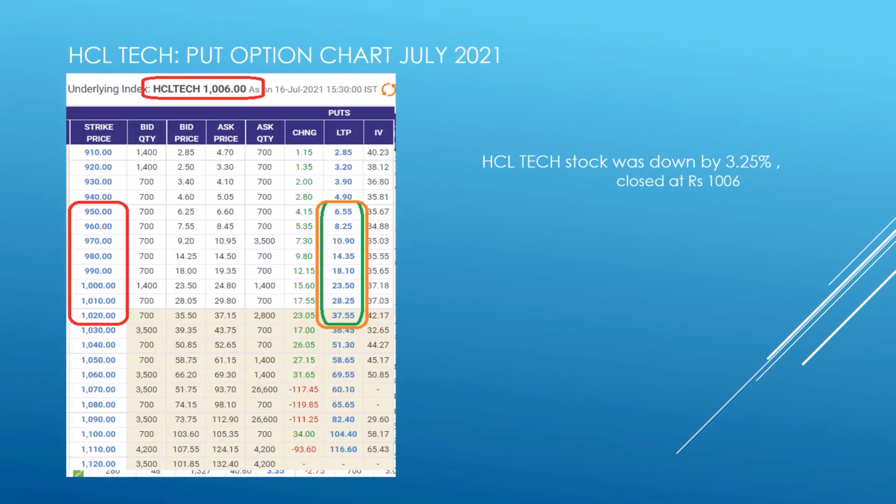Let's look at a real example. I'm looking at the HCL Tech company's put option in the market. Today the HCL Tech stock was down 3.25% and it closed at 1006. The chart or table here shows the various strike prices of call options and put options. The strike prices available are highlighted in red, and the last traded price at today's market closing is highlighted in green and orange.